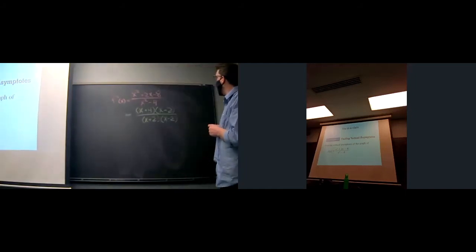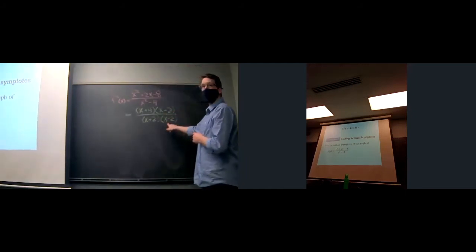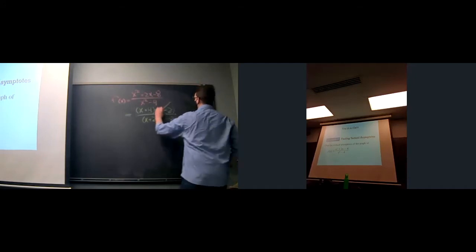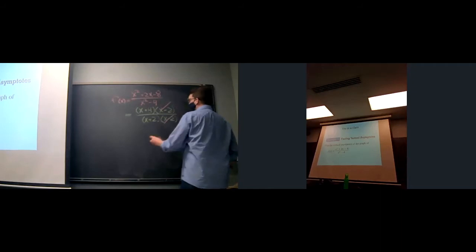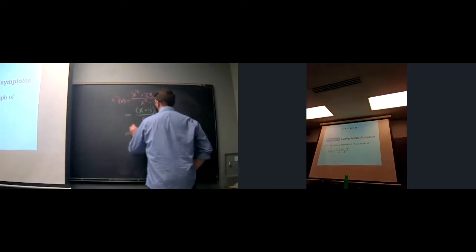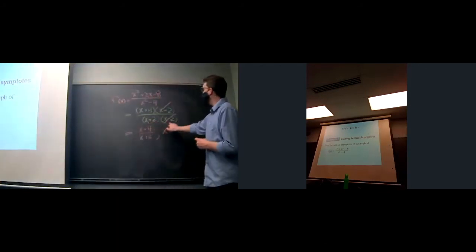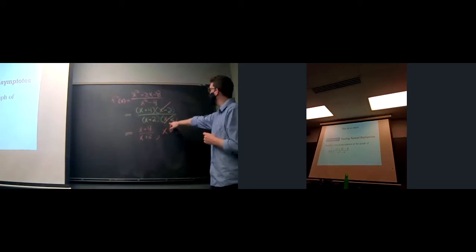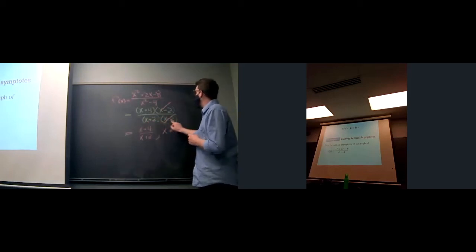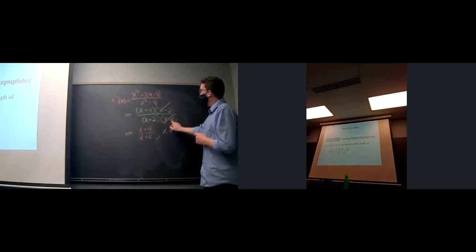Well, hey, these things can cancel, right? So what we get is that our function is equal to (x + 4)/(x + 2) whenever x is not equal to 2. Now, why is that? That happens because if we look at our denominator before we try to simplify things, our denominator can't take on 2 and negative 2. Agreed?